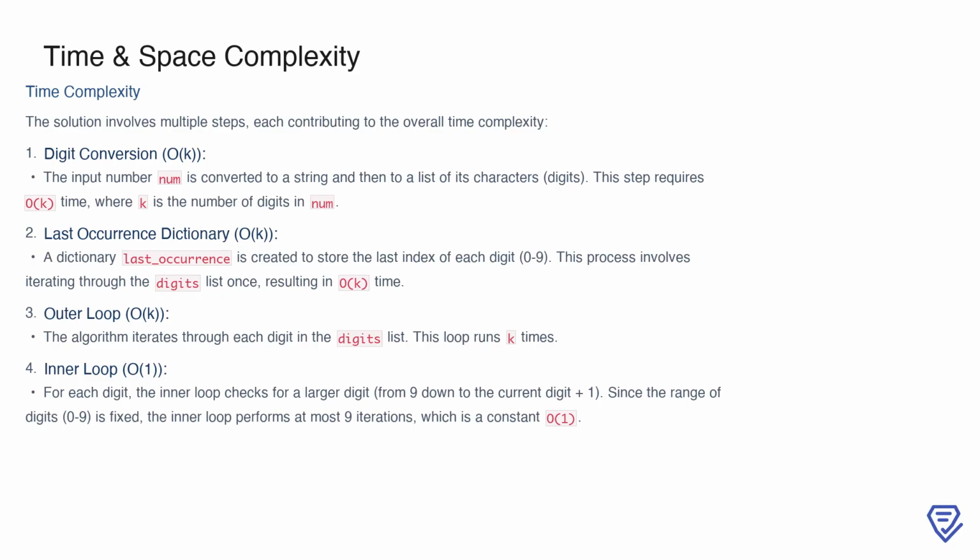After that, the algorithm enters the outer loop, which iterates over each digit in the list, running k times. Within this loop, there's an inner loop that checks for a larger digit to swap with. However, the inner loop is limited to at most 9 iterations, as it only checks digits from 9 down to the current digit plus 1. This range is fixed, meaning the inner loop runs in constant time, or O(1).